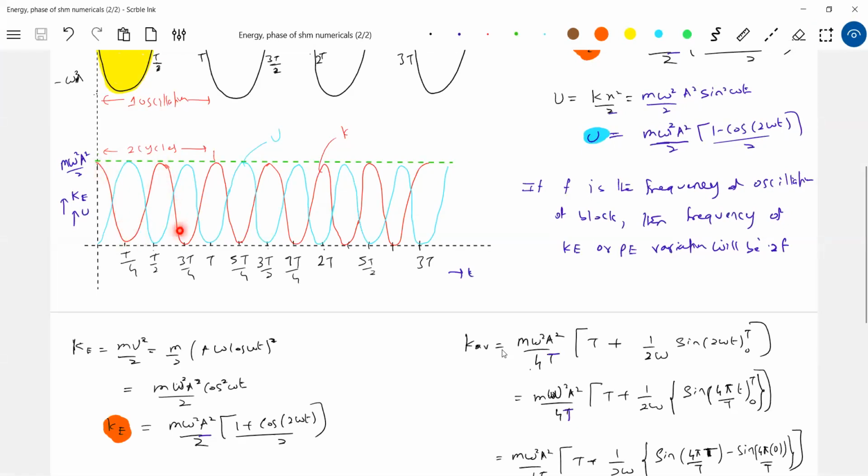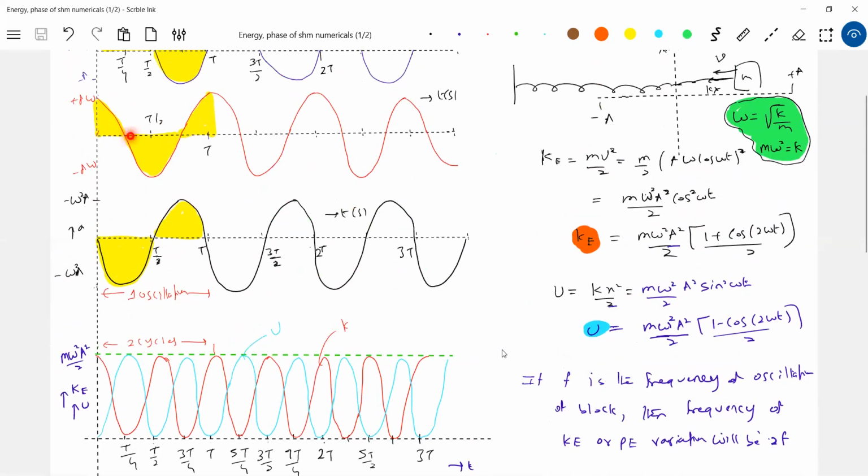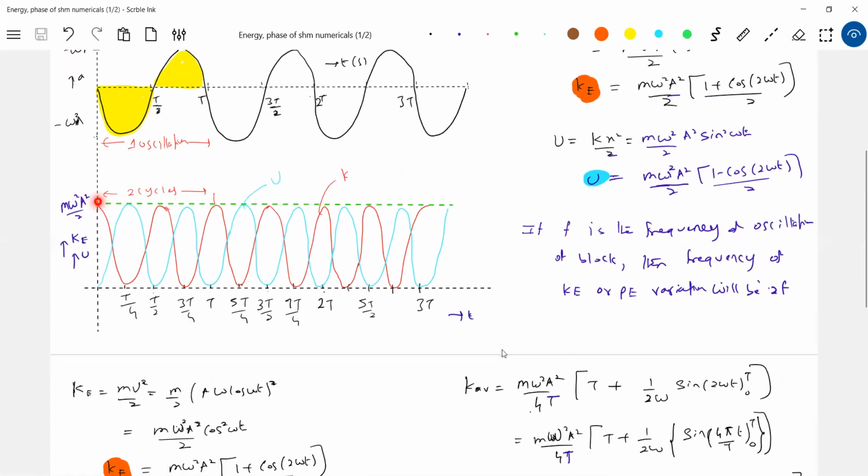You see this one. What is the average value of this curve? Average value of this curve will be zero. Positive half cycle, negative half cycle. Average value of this will be zero. What is the average value of potential or kinetic energy? It will be half of the maximum. Maximum potential or kinetic energy can be this one.